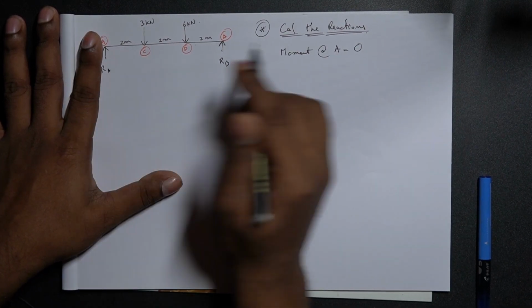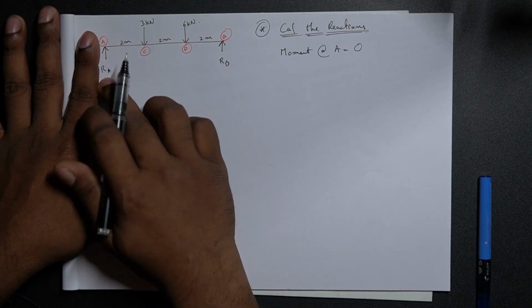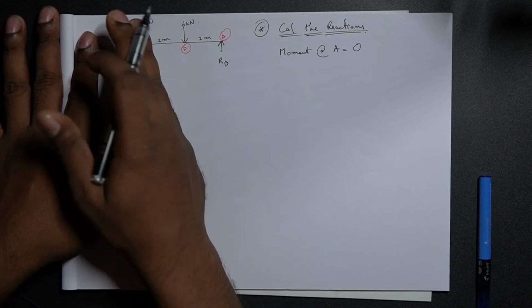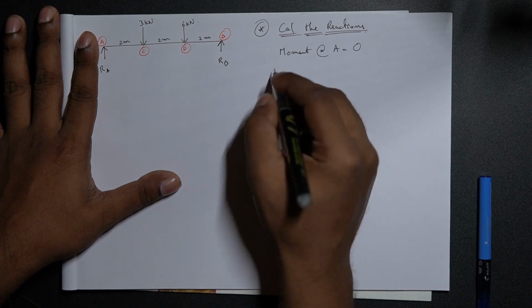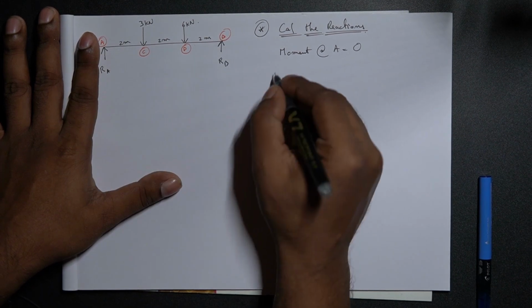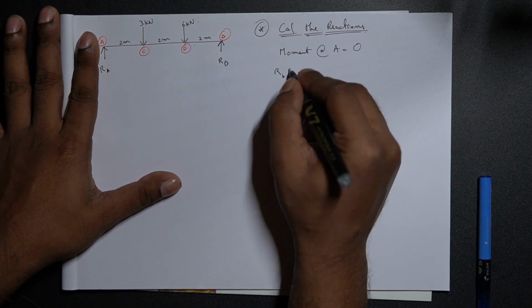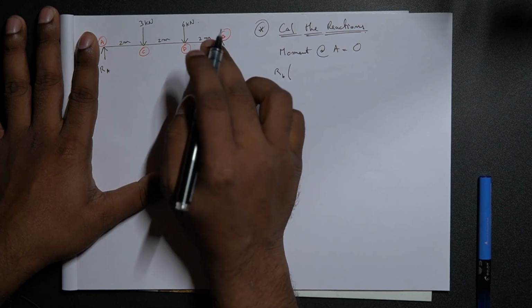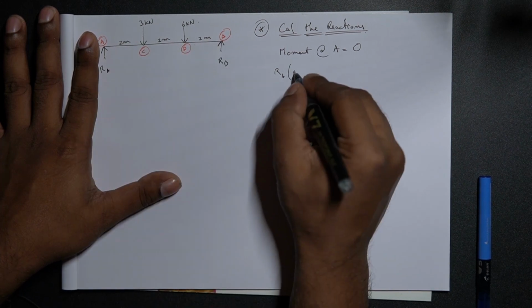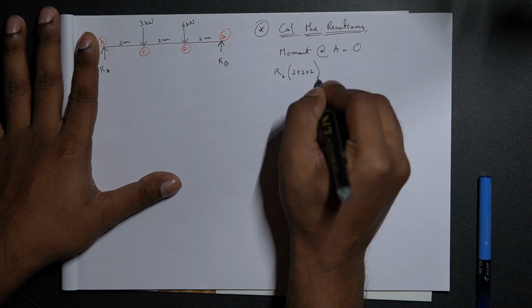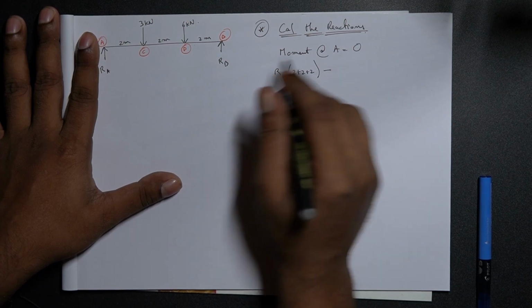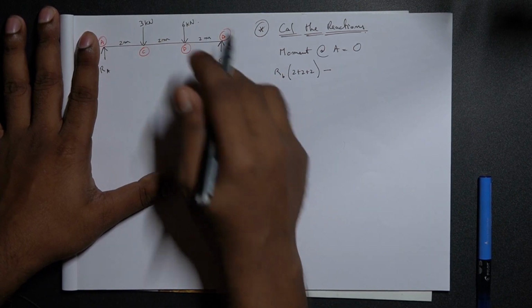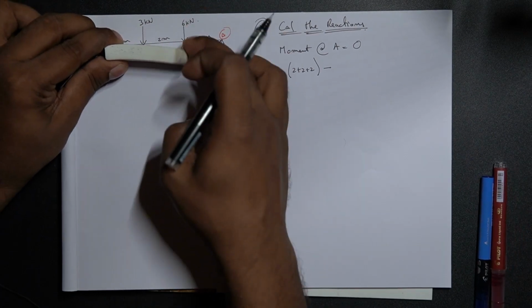So with that in consideration, let's calculate the moment at A with respect to the remaining forces acting from here. So RB into the lever arm, that is 2 plus 2 plus 2, that is 6, minus. Why minus? Because there is a force acting from above, so it is creating a hogging moment.